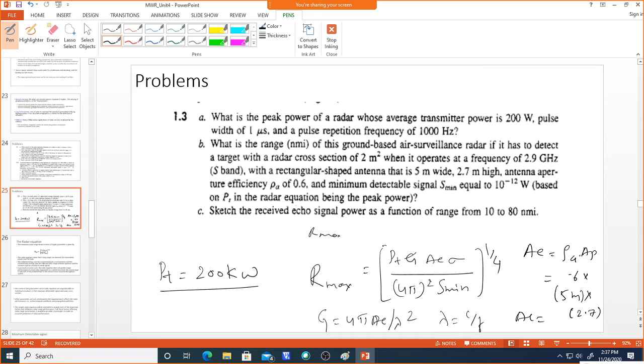So what is the R max? First you need to find out in terms of kilometer, then you convert it to nautical miles. So what is the maximum range?